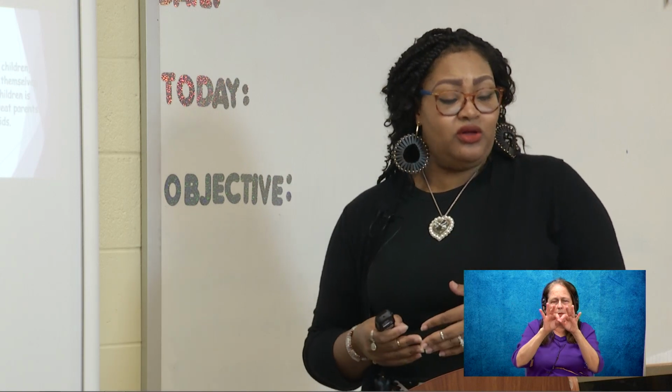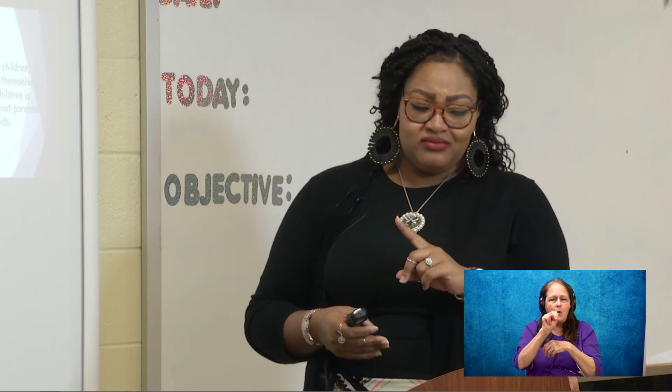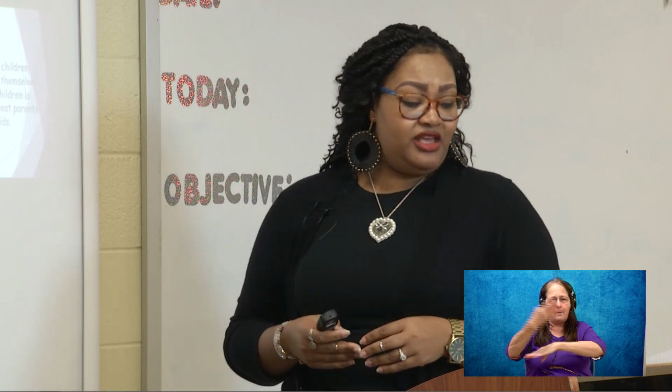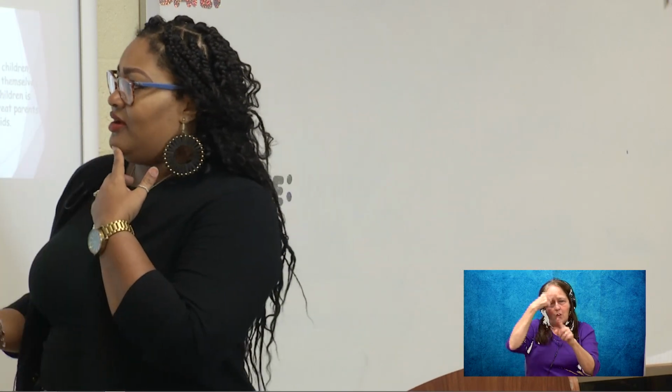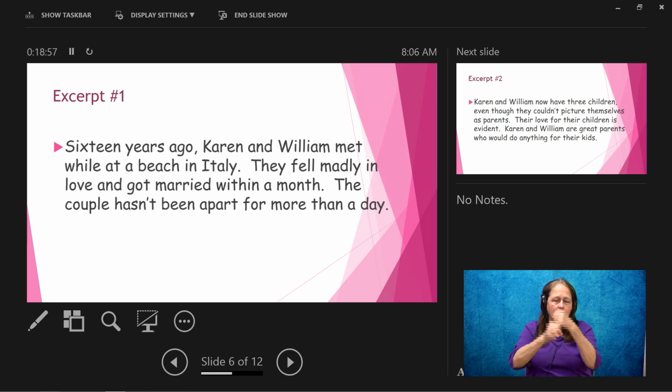Is it that Karen and William met on a beach? Or Karen and William were married for 16 years and they only dated for a month? Well, let's think about it. They did say it was 16 years ago, so I can assume that they are married for those 16 years. Also, it said that the couple hasn't been apart for more than a day. What do you think? Yes, you're correct. Karen and William are married for 16 years, even though they only dated for a month. Let's move on to that second excerpt.